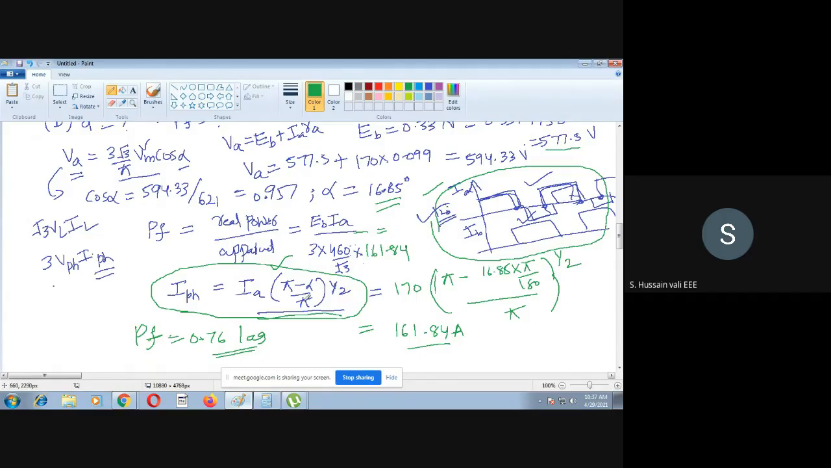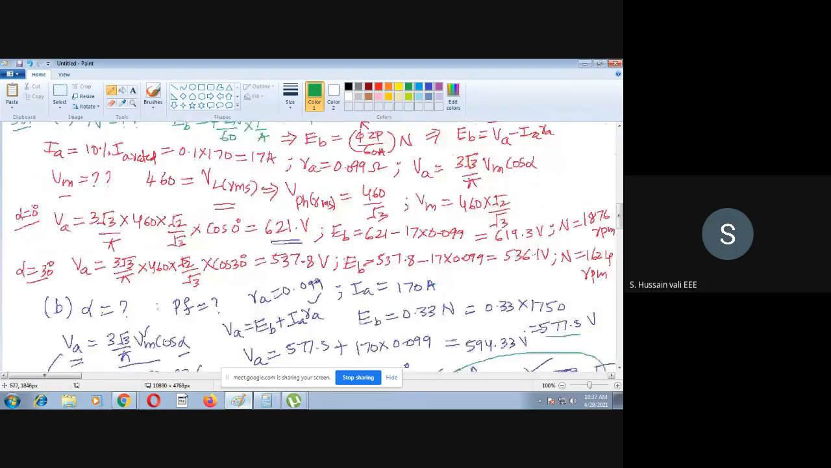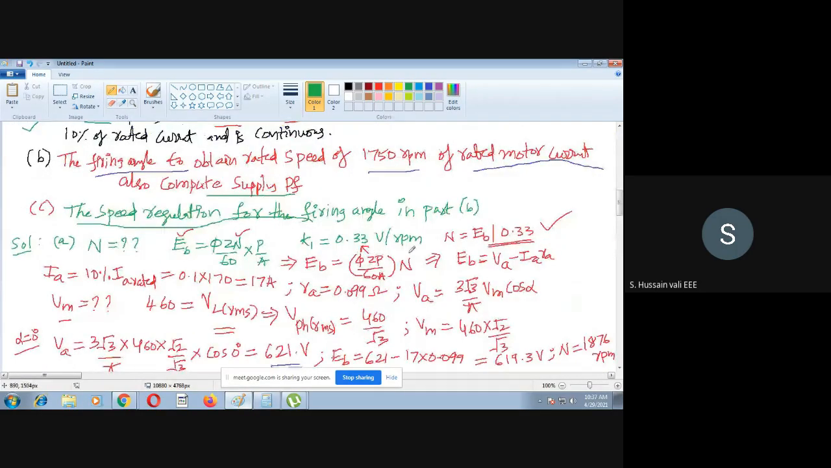This kind of analysis we have done in the case of single phase. There also we got pulses like this. There we got IA directly, but here it's not IA, it is IA into pi minus alpha by pi over square root. So I will go through this and we'll see whether it is correct or not. I'm sure it is correct. Now the last question is the speed regulation for the firing angle in part B.